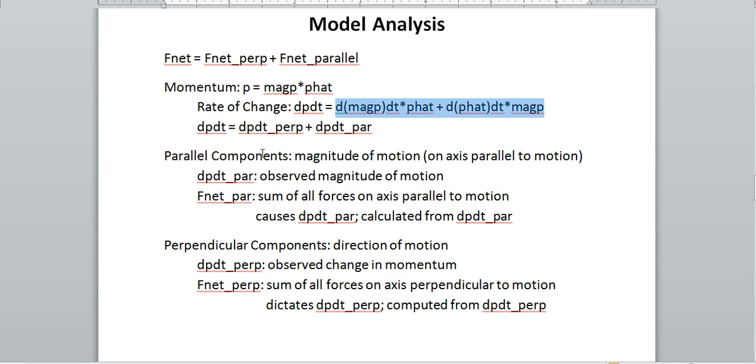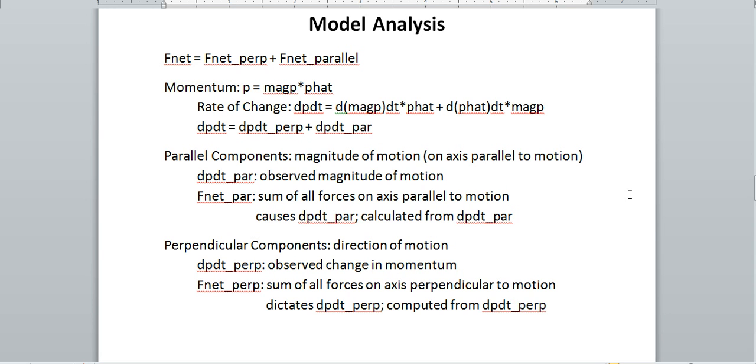And essentially the parallel components are the magnitude of the motion on the axis parallel to the motion. So dp/dt, the change in momentum parallel component, is the observed magnitude of the motion. The net force parallel component is the sum of all the forces on the axis parallel to the motion. So the net force causes the change in momentum, and it can be calculated from the change in momentum. They're not the same thing. It's a similar story to the perpendicular components as far as that the net force causes the change in momentum. And if you don't have the net force, you can use the change in momentum to find the net force.